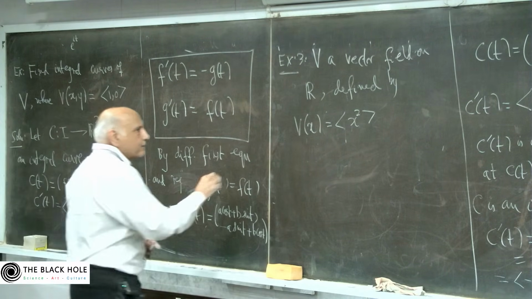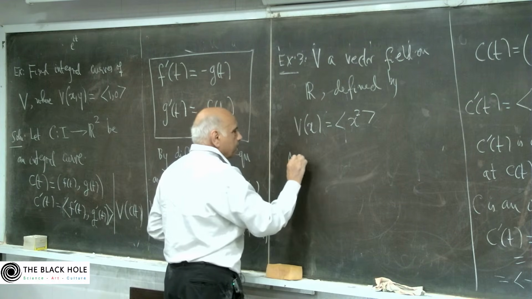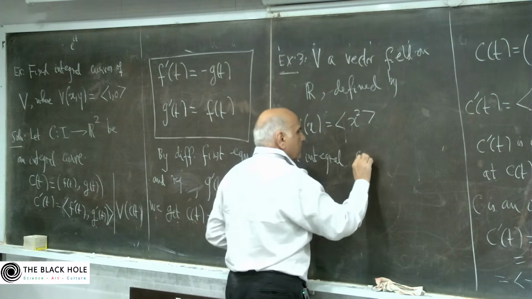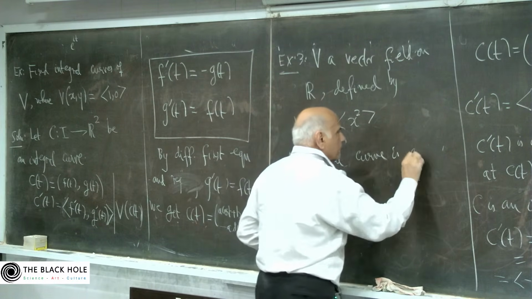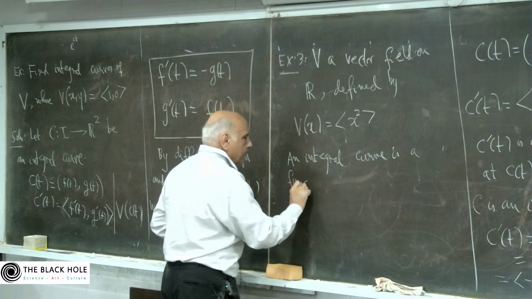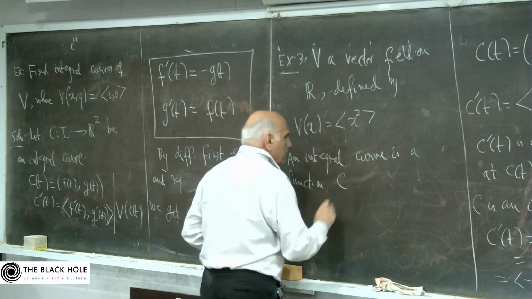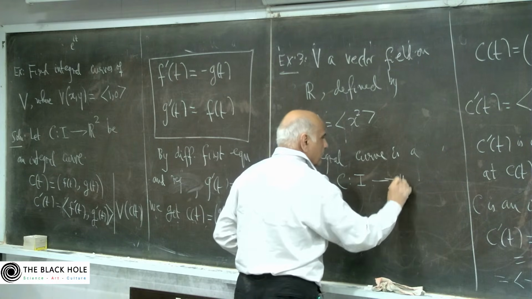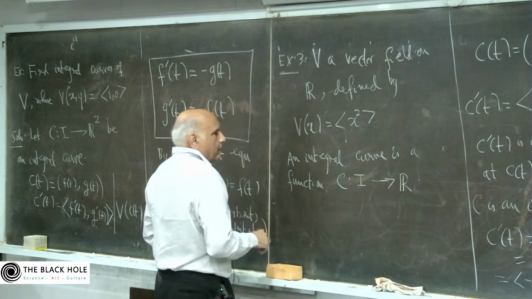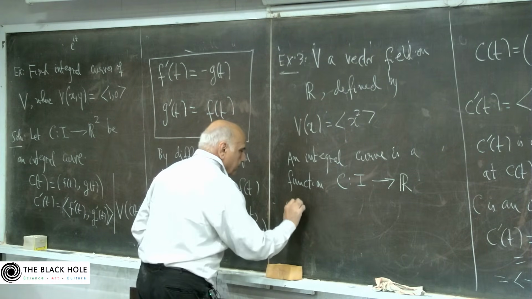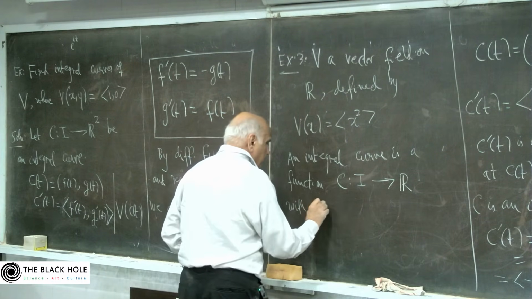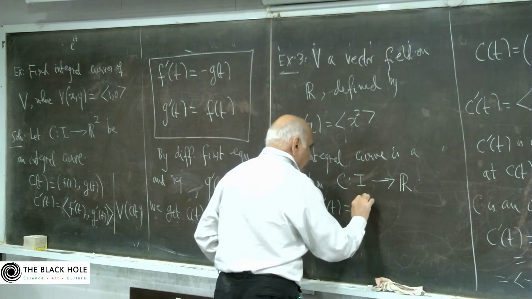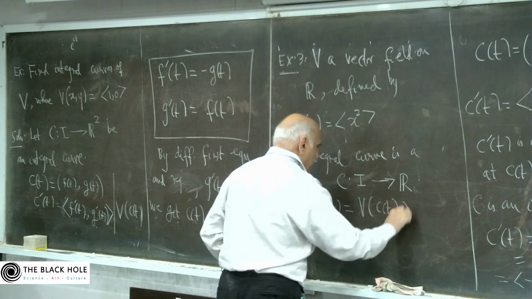Okay. So, an integral curve is a function C from an interval I into R with C prime t equal to V of C t. Okay.